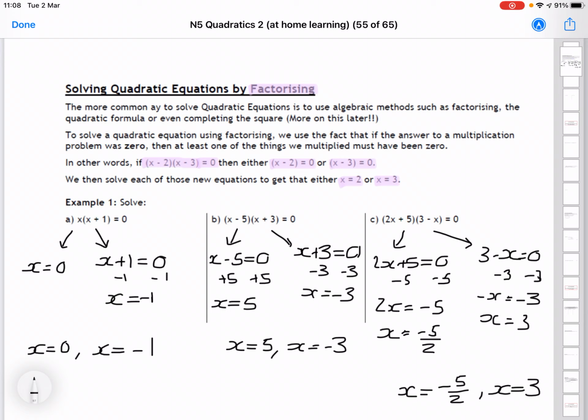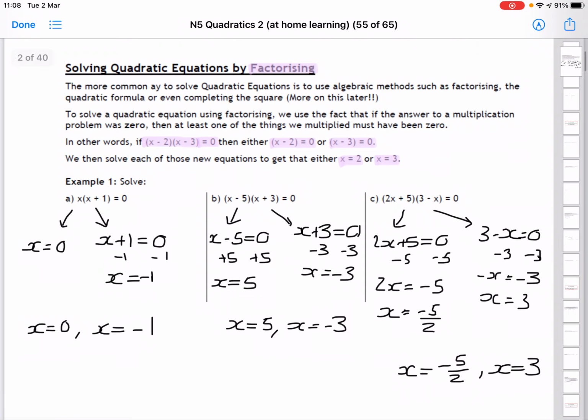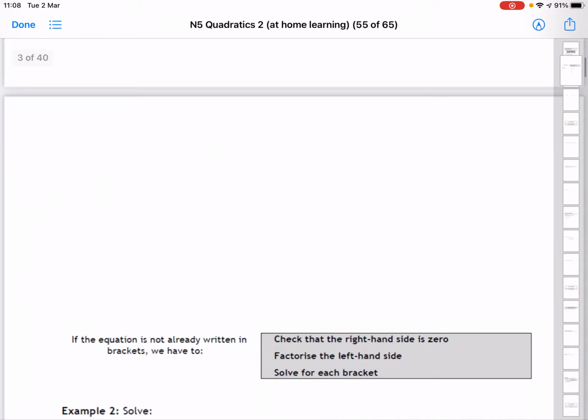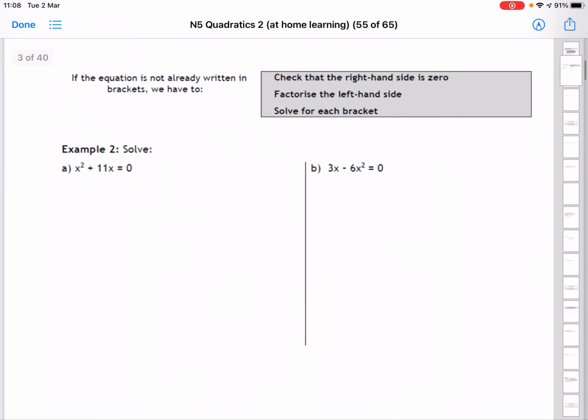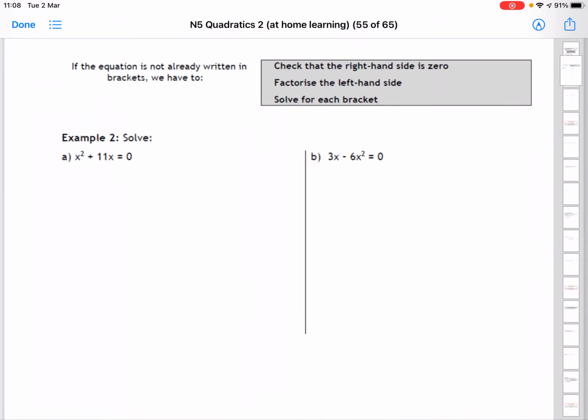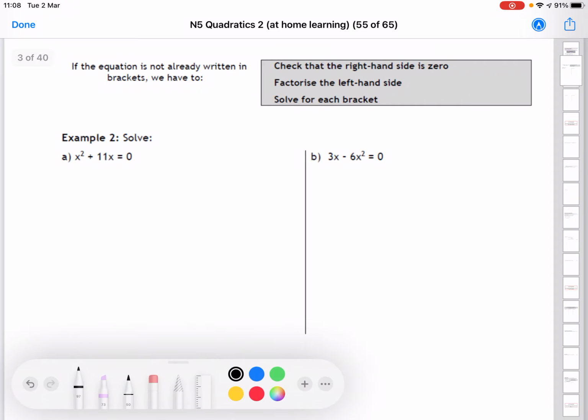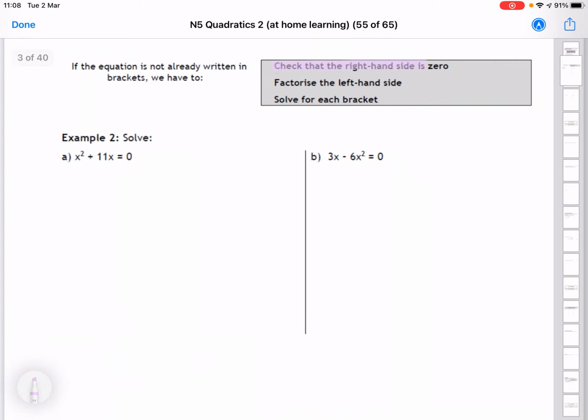So these three examples were already factorised, and here we have how we go through writing out the solutions for each question. Let's move on now to where we need to factorise first of all. If the equation is not already factorised, you will need to do a few things before you solve. In the box at the top here, we have your steps. The first thing you need to do is check that the right hand side says equals 0. If it doesn't, you'll need to rearrange your equation so that it does say equals 0. Then we're going to factorise the left hand side and then solve for each bracket like I did in the last example.